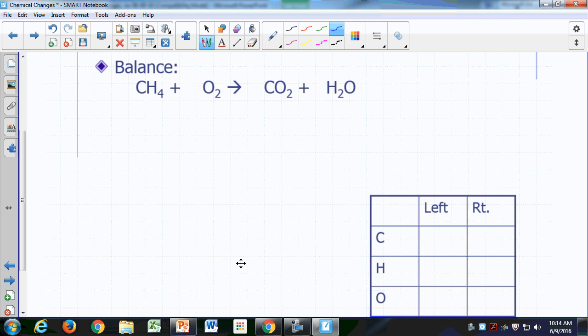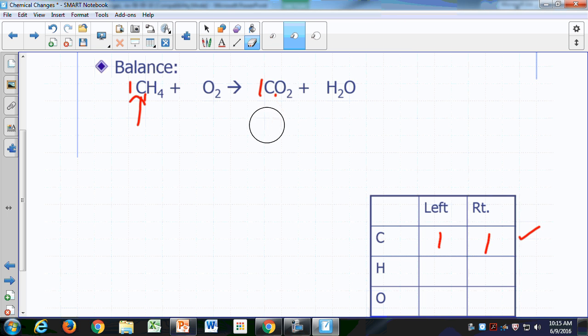So let's start off by balancing the carbon, since it only shows up once on the left in CH4 and only shows up once on the right, in CO2. Those are the ones you want to start with. So carbon, you have a coefficient of 1, subscript of 1. There's 1 on the left, 1 times 1. On the right, you have a coefficient of 1 for CO2, a subscript of 1 for C, 1 times 1. You also have 1 on the right. Your carbon is balanced.